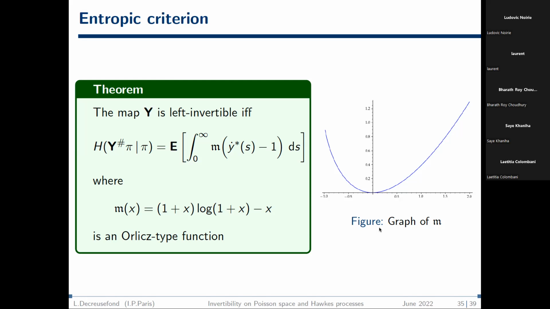This is a function which appears here and there in the theory of Poisson processes. In several papers, it appears. So it's the equivalent of x squared over 2 for the Brownian motion. So it has very good properties because it's strictly convex, positive, and so on and so forth. So it's a kind of F-divergence.